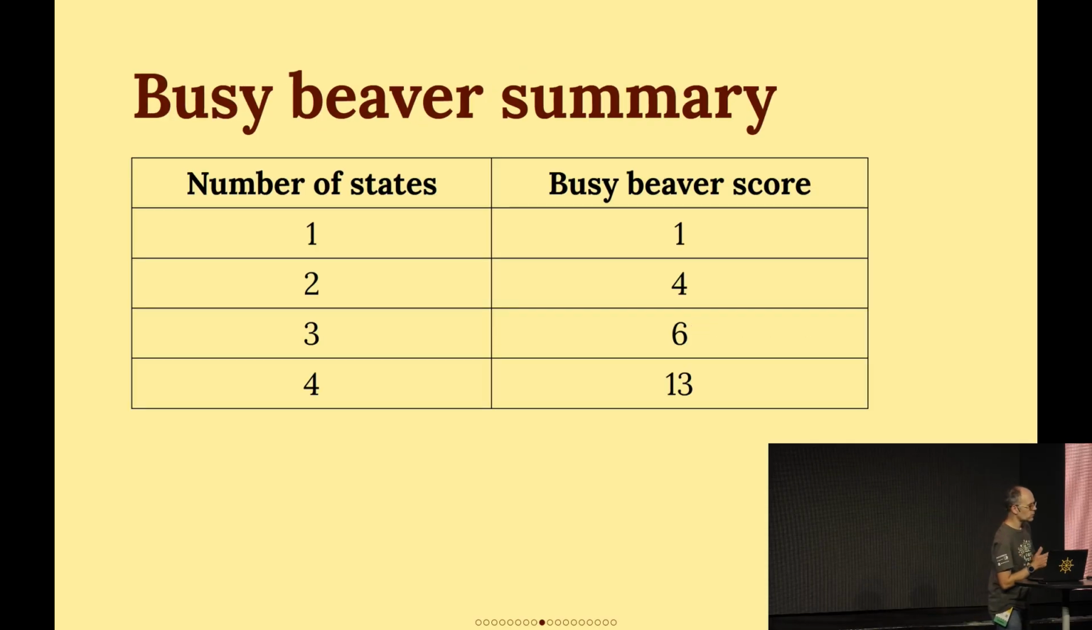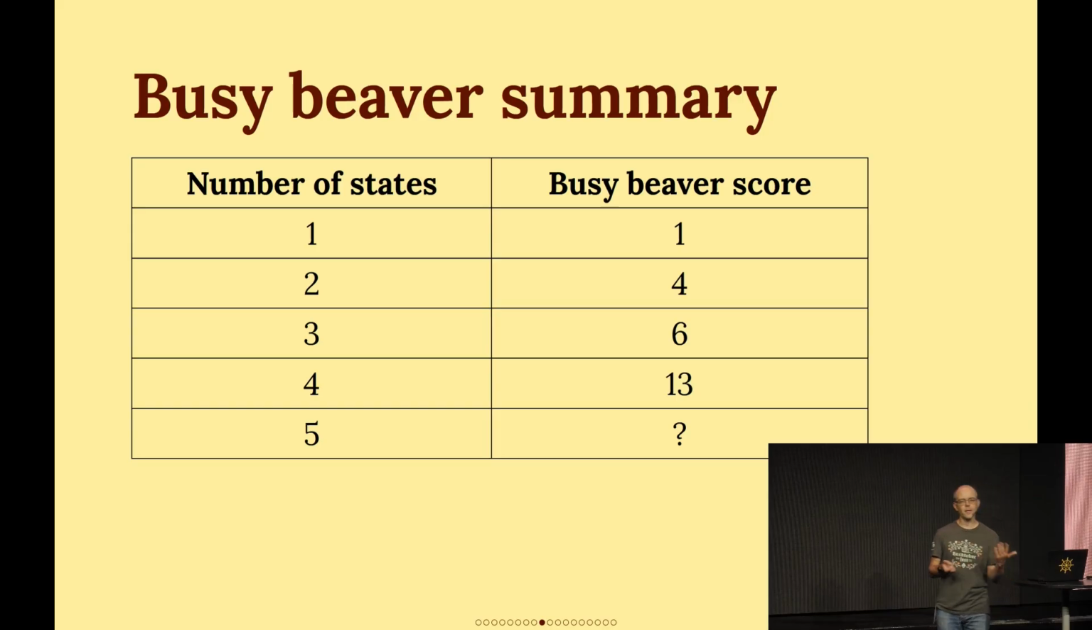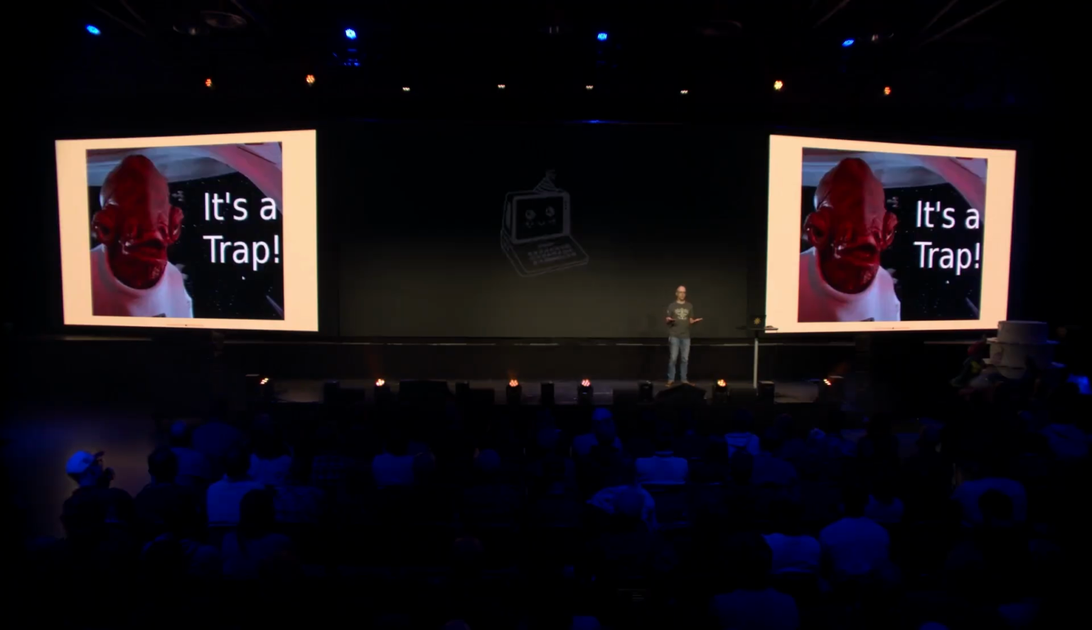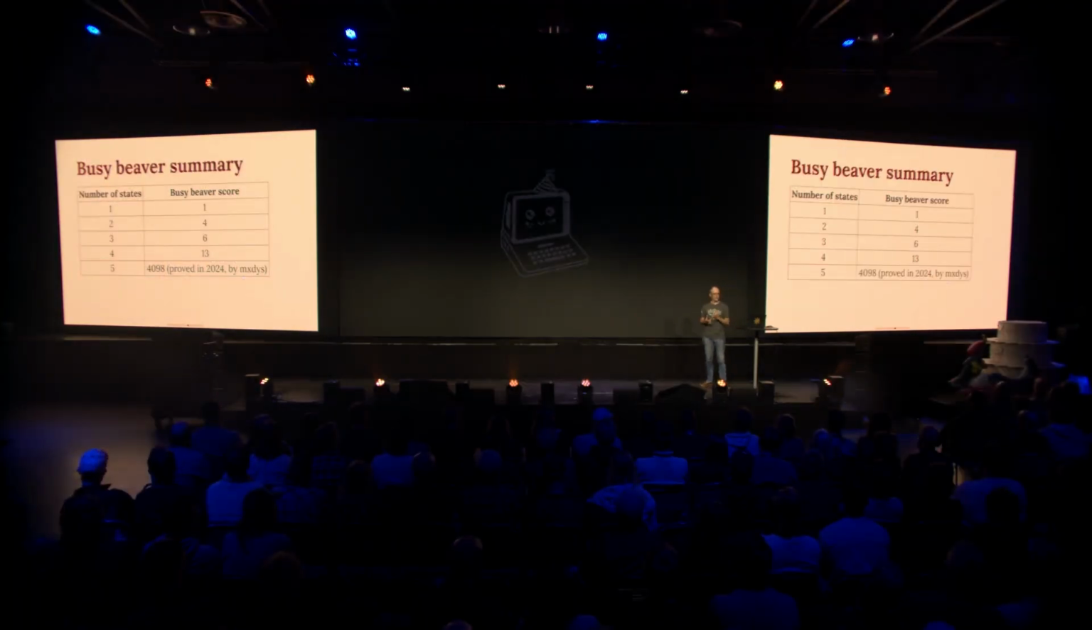So what are the results so far? For 1 state, we know that we are able to turn on 1 light bulb. For 2, 4. For 3 states, 6. Not much of an improvement. And for 4 states, the best result is 13. So what do you think is the best value for a 5-state Turing machine? And now this is a trick question. If you asked me 2 years ago, I would say that we do not know, because this result has only been proven the last year, and it's 4098, proven in 2024.